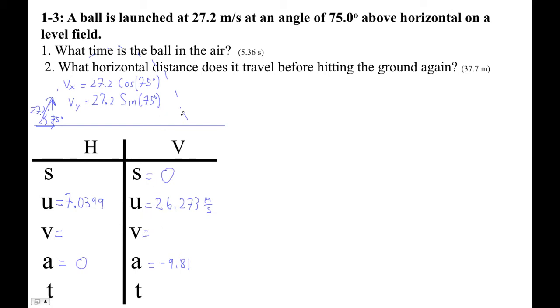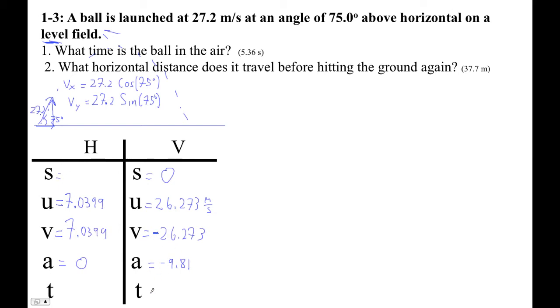If it lands on level ground, on a level field, then the final vertical velocity is negative 26.273. Did I get that right? I did. Okay, now we're all set. The reason that's negative is, you throw something up in the air, it comes back down with the same velocity if it's the same elevation, neglecting air friction. I think the way this will play out is we'll find time, and then we also know the horizontal velocity, 7.0399, and we can also now find S.